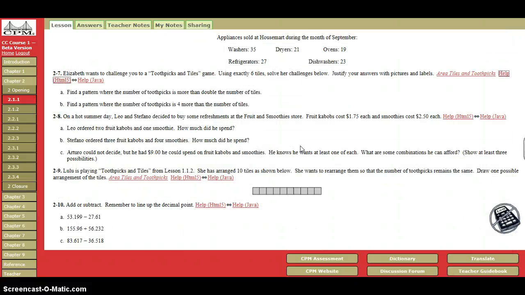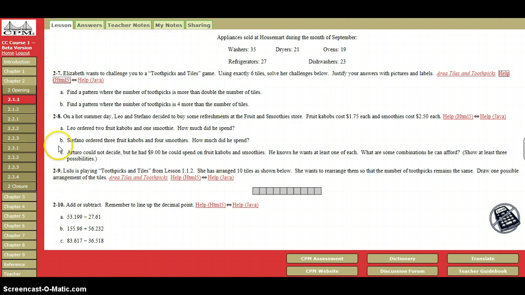For 2.8, it says, on a hot summer day, Leo and Stefano decided to buy some refreshments at the fruit and smoothie store. Fruit kebabs cost $1.75 each, and smoothies cost $2.50 each. For A, Leo ordered 2 fruit kebabs and 1 smoothie. How much did he spend? You need to figure that out with fruit kebabs costing $1.75 and smoothies costing $2.50 for each one. If he ordered 2 fruit kebabs and 1 smoothie, how much did he spend?